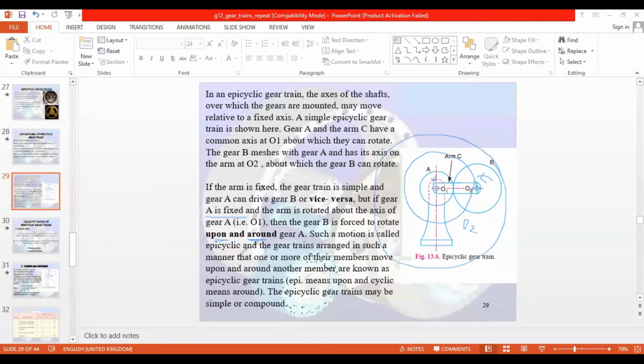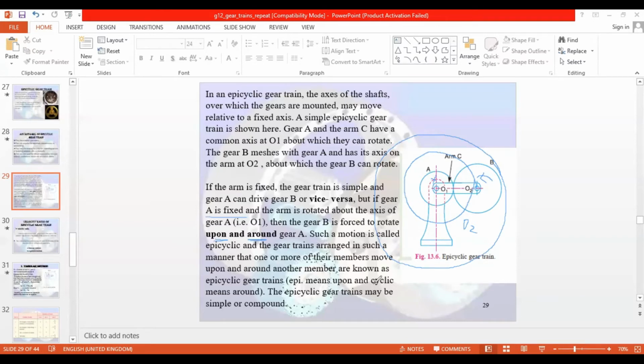Such a motion is called epicyclic, and the gear trains arranged in such a manner that one or more of their members move upon and around another member are known as epicyclic gear trains, right? So this kind of motion is called epicyclic gear trains. More than one gear moves upon or around the other gear.